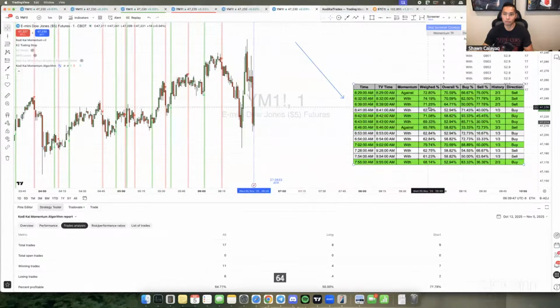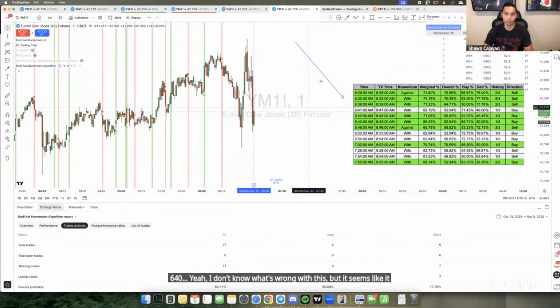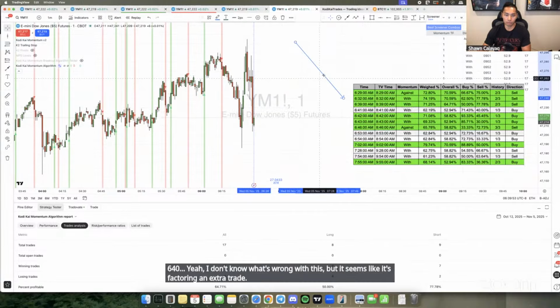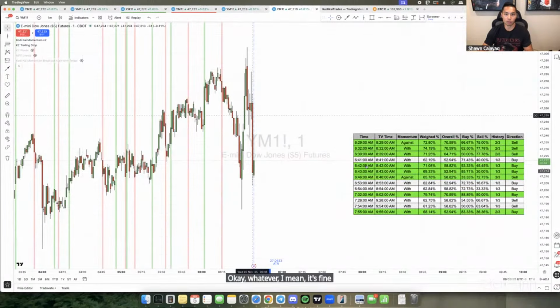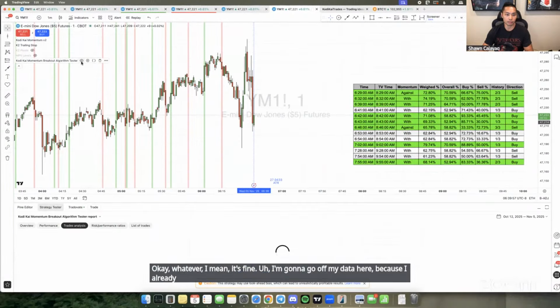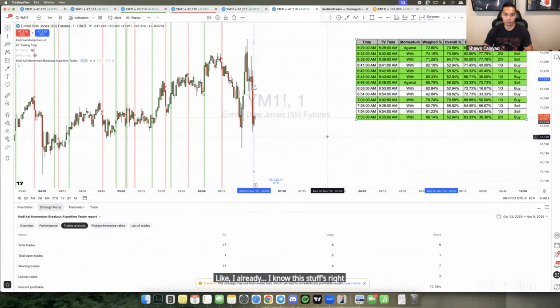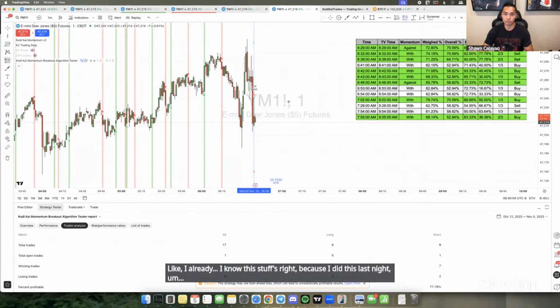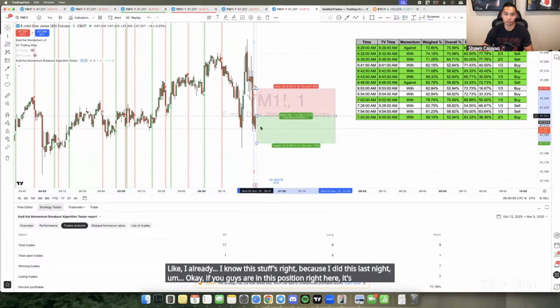640. I don't know what's wrong with this, but it seems like it's factoring an extra trade. Okay, whatever, it's fine. I'm going to go off my data here because I already set up the data. I know this stuff's right because I did this last night. If you guys are in this position right here, it's currently running in profit.